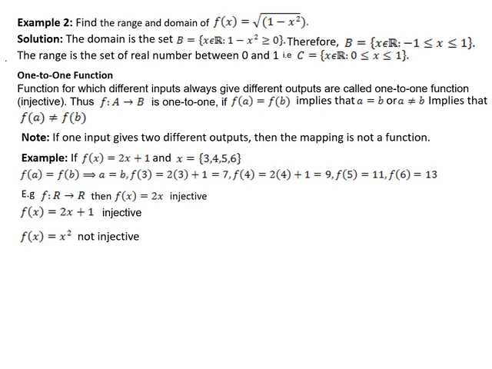Thus, f mapping a to b is one-to-one if f of a equal to f of b implies that a is equal to b, or a not equal to b implies that f of a is not equal to f of b. Note this: if one input gives 2 different outputs, then the mapping is not a function. Can you see it now? If one input gives 2 different outputs, then the mapping is not a function.